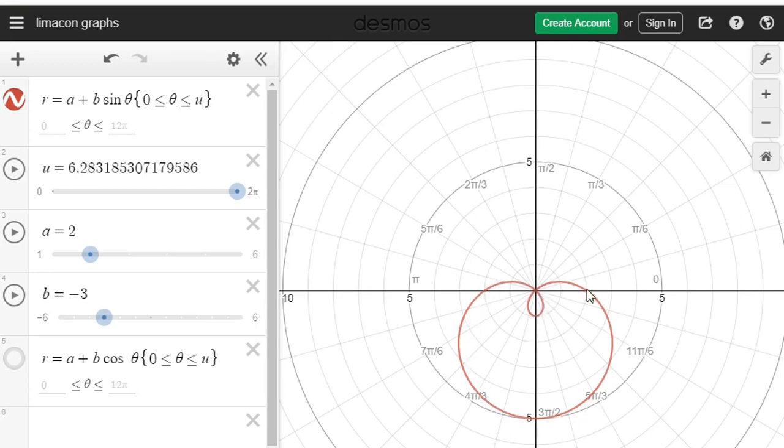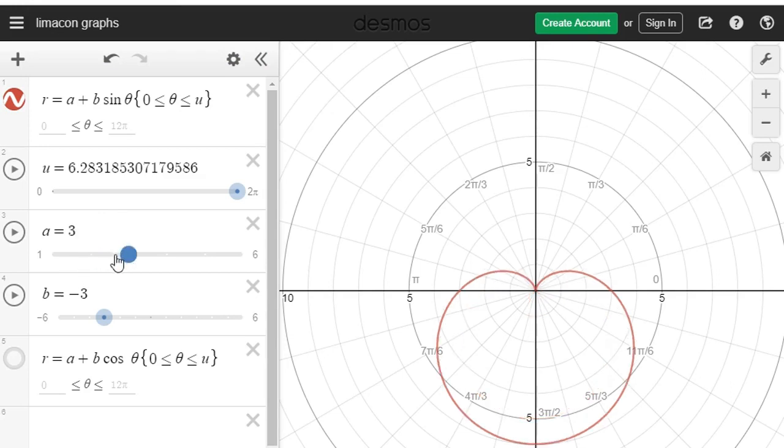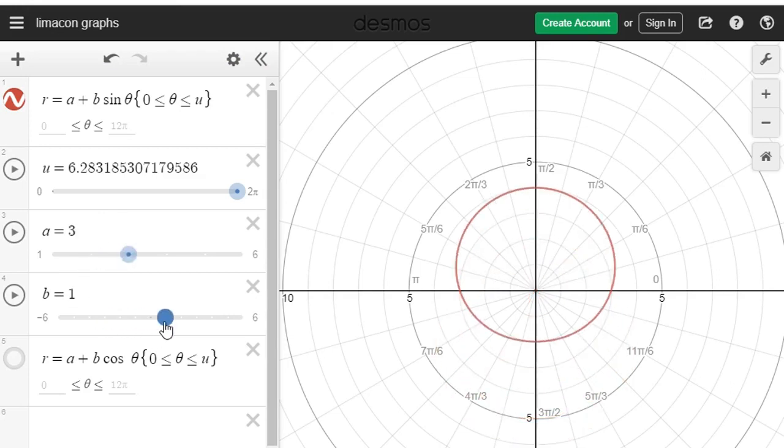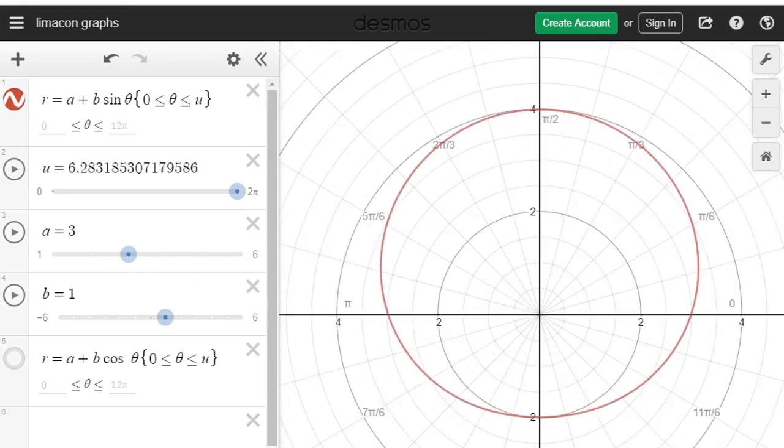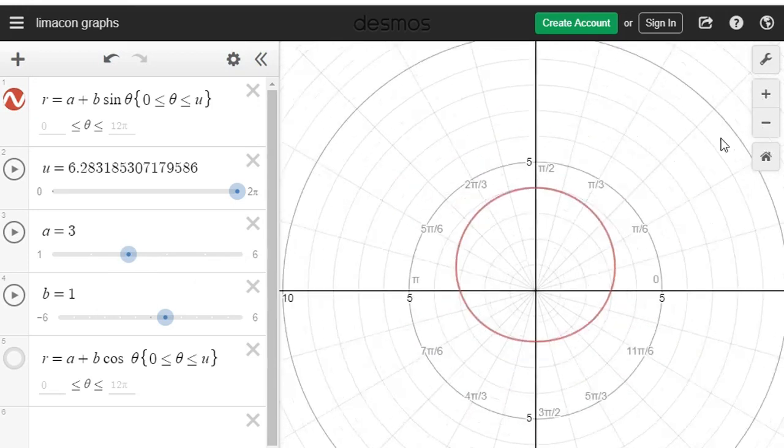And then it cycles and finishes at (2, 2π) for r, theta. Then if we have 3 plus 1, we have one of these. This again has a dimple, even though it's not that easy to see. But this is how the graph looks.